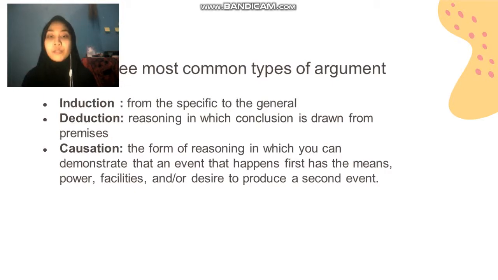Causation is the form of reasoning in which you can demonstrate that an event that happens first has the means, power, facilities, and or desire to produce a second event. So it's like having an impact on the next paragraph or the next argument, like one thing's effect on the second thing, and the second thing then affects the third thing, and it goes on.